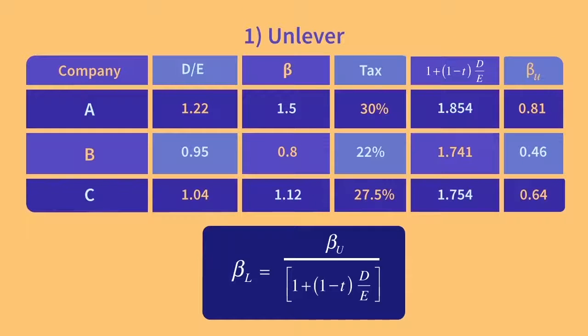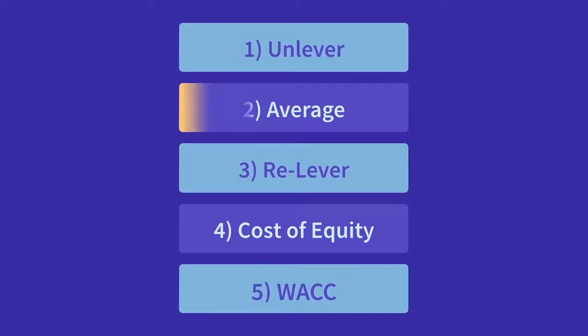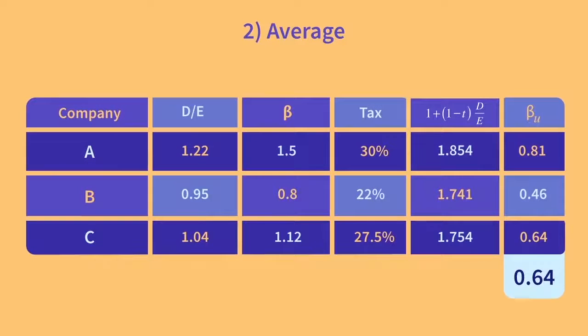Step 2 is simply to take these unlevered betas and calculate an average. In this case, I have used a simple arithmetic mean, but depending on the circumstances and the relative comparability of certain companies used, you might need a weighted average here.